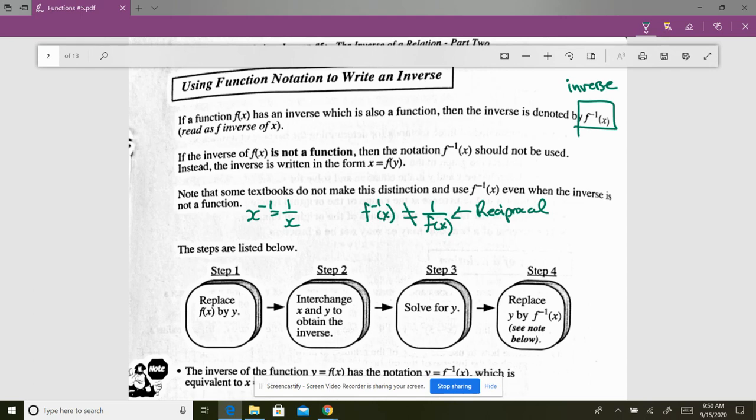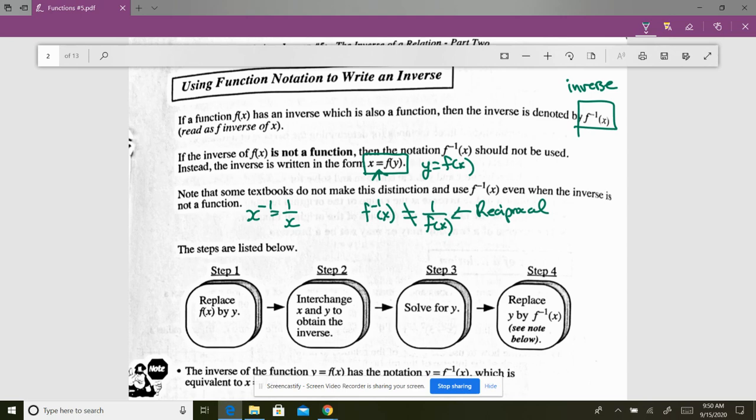And just to confuse you a little more, they also write the inverses in this form. X is equal to f of y. Which maybe isn't that confusing, because all they've done is taken y is equal to f of x. And how do you find the inverse? You switch x and y values, right? And that's all they've done. They switch those x and y's into this.